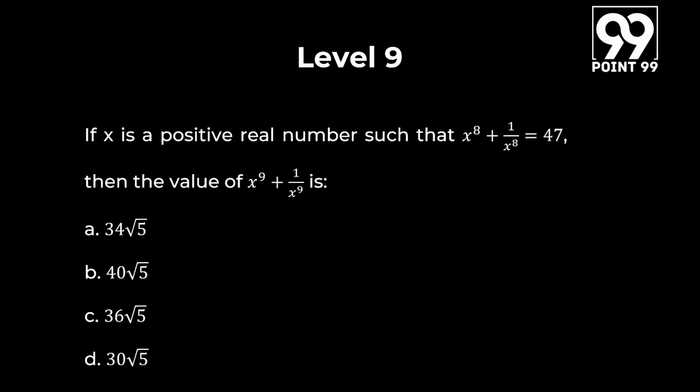Moving to level 9. If x is a positive real number, and it looks like an innocuous, harmless question, x raised to 8 plus 1 by x raised to 8 is 47. You have to figure out what is x raised to 9 plus 1 by x raised to 9, but it is extremely complicated. You will have to go from x raised to 8 plus 1 by x raised to 8 to x raised to 4 plus 1 by x raised to 4 to x square plus 1 by x square to x plus 1 by x to x cube plus 1 by x cube to x raised to 9 plus 1 by x raised to 9. You will have to go through all these steps to reach this particular answer.